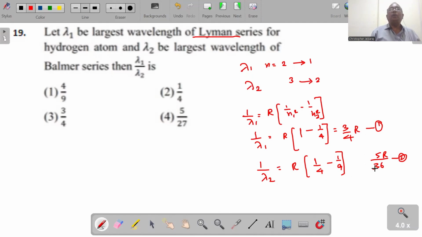We wanted to calculate lambda 1 by lambda 2. Equation 2 divided by equation 1. Lambda 1 by lambda 2 equal to 5R by 36 into 4 by 3R. R gets cancelled. So here 9 times. So 5 by 27 is the answer.